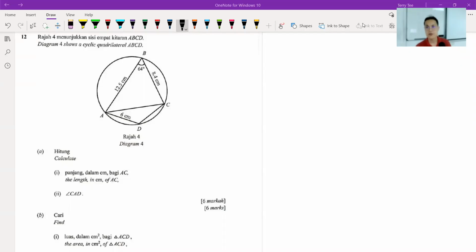Okay, question number 12. So here we have a cyclic quadrilateral ABCD that lies inside a circle. You're supposed to find the length of AC. Now we know AC is opposite to this angle 64. We are given AB is 12.5, BC is 8.4. So we can use the cosine rule formula. AC square is 12.5 square plus 8.4 square minus 2 times 12.5 times 8.4 cos angle in between, 64.